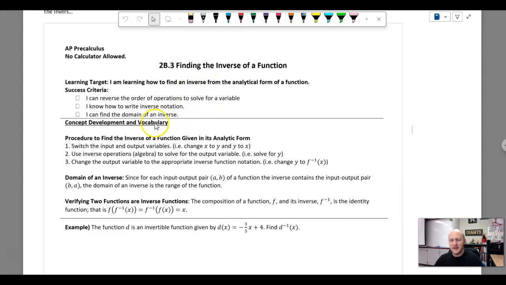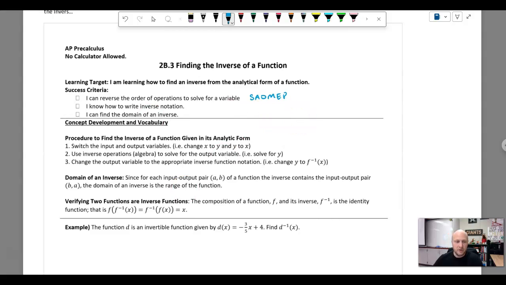And how we go ahead and isolate that y value is with reverse order of operations in order to solve for a variable, and I like to call this SADMEP. This is an acronym that I use that helps us isolate a variable. You'll have to be able to write inverse notation, which is pretty simple, and then we'll talk about, in some cases, finding the domain of an inverse function.